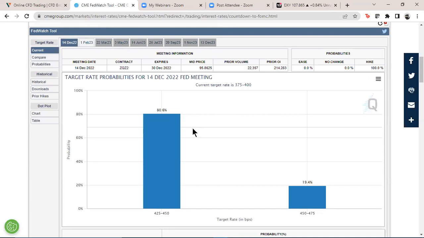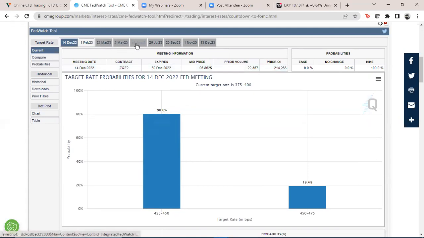I always use the marker of a 70% chance. So anything above that going into the meeting, just before the meeting, the Fed really don't like to shock too much market pricing. So we still have a couple of weeks or so before the mid-December, 14th of December Fed meeting. But at the moment, 80% chance of that happening.